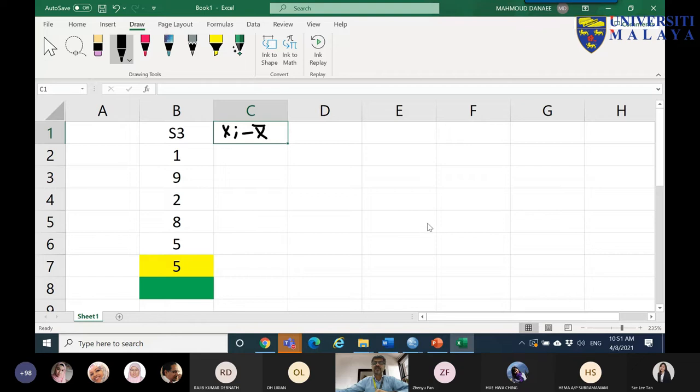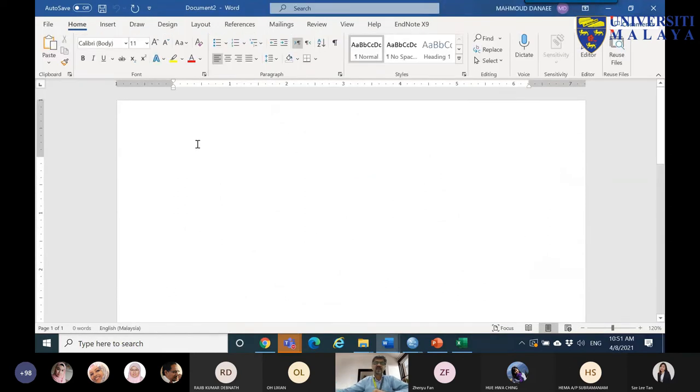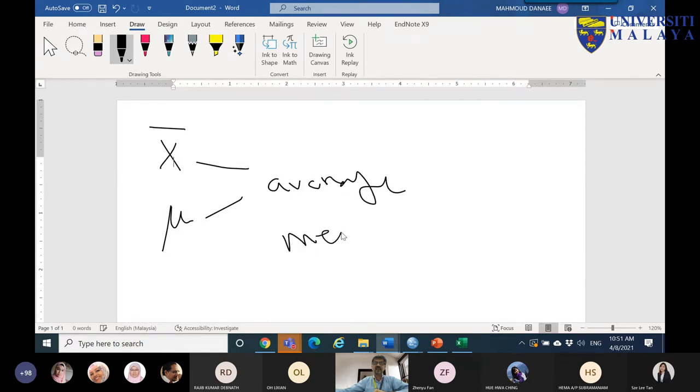So remember, let me explain something for you. We have x bar and we have mu. Both of them we say average, right? Or mean. So what is the difference between x bar and mu? Only sample, the other one population.